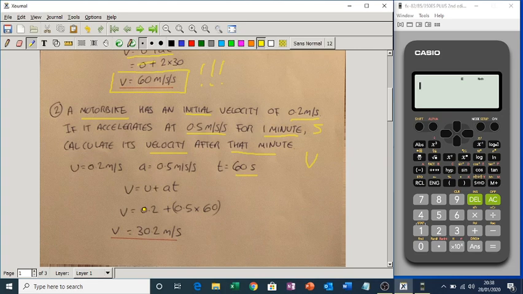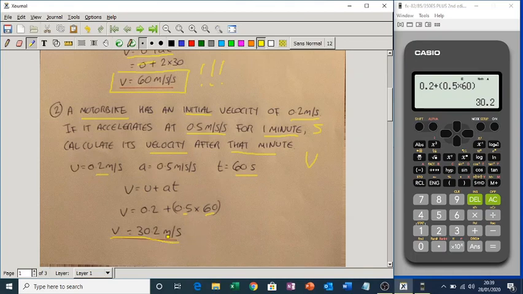v equals u plus at, there's u, 0.2. a is 0.5, and t is 60 seconds. Put 60 in there. Make sure you put a bracket around that. So on your calculator, you can do this: 0.2 plus, open bracket, 0.5 times 60, close the bracket, will give you the answer, 30.2 meters per second.